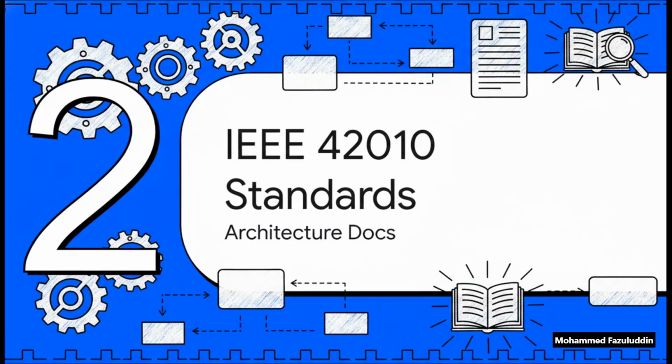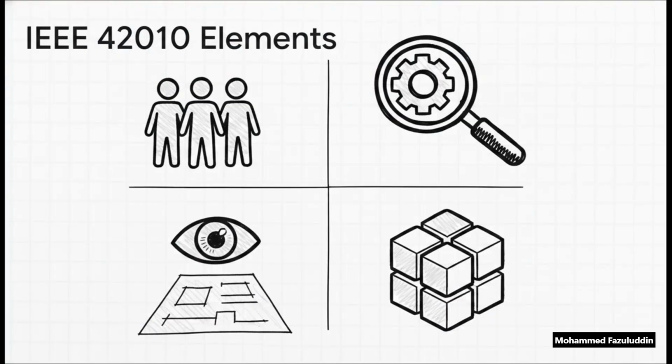Moving right along to Section 2, IEEE 4210 architecture standards. Now, when we talk about doing architecture strictly by the book, we are talking about the IEEE 4210 standard. This standard dictates some very strict elements that any valid architecture description simply has to have. First up, you have to define your stakeholders. So, who actually needs to know about the system? Is it business, ops, developers? Then you need to address their specific concerns, what matters to them, whether that's security, performance, things like that.